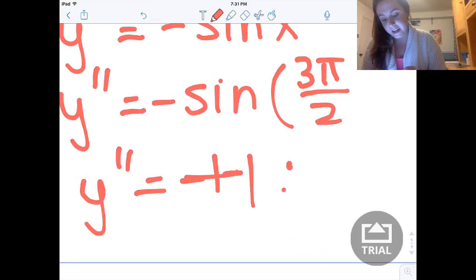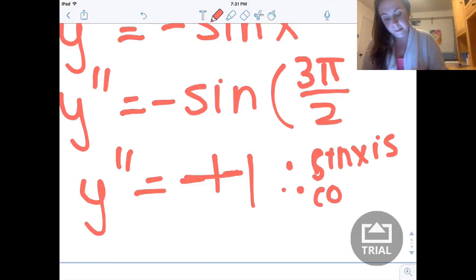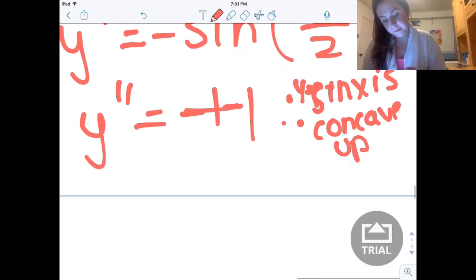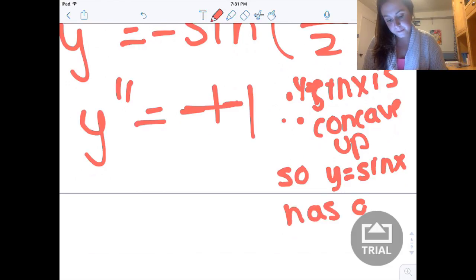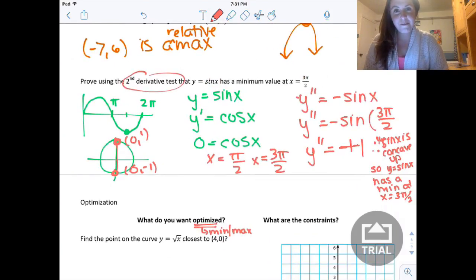So this would be, therefore, y equals sine x is concave up. Thank you. Okay. This is why you guys keep your questions coming.